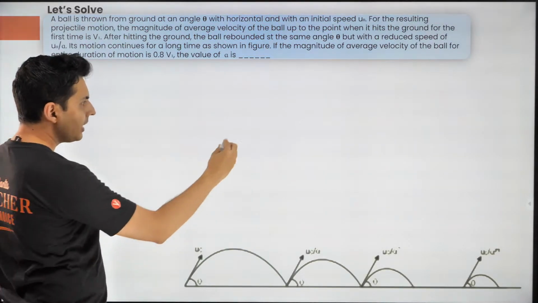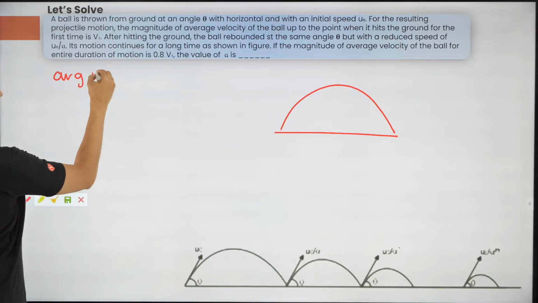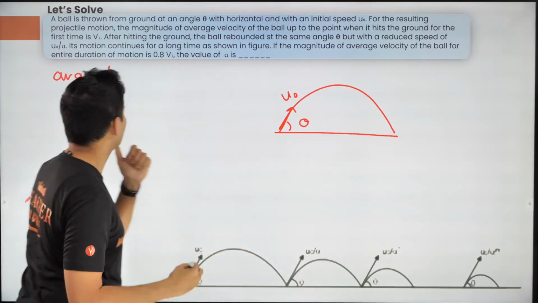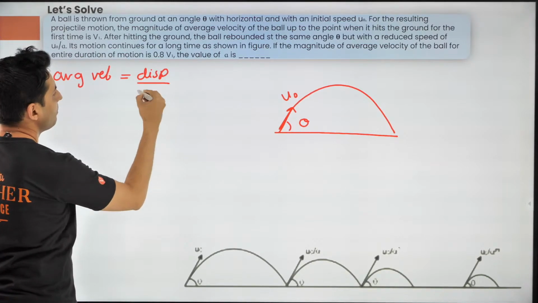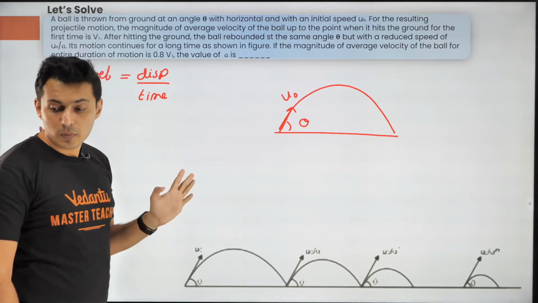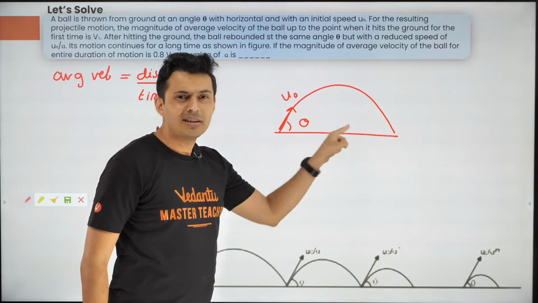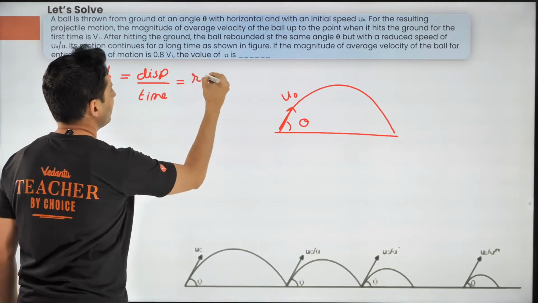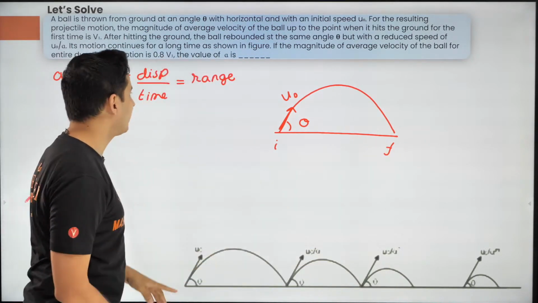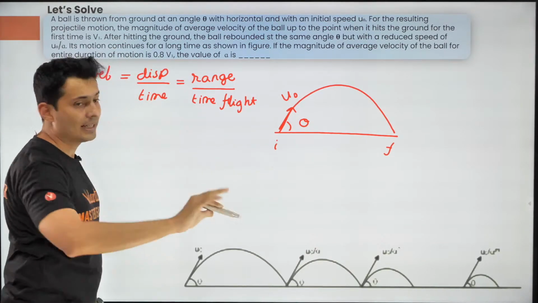Now, first of all, in a projectile motion, think about it. What is average velocity if this is u0, if this is theta? Average velocity is displacement by time, correct? It is displacement upon time. Displacement is nothing but the range, from this initial point to this final point, and time is nothing but the time of flight. As simple as that.